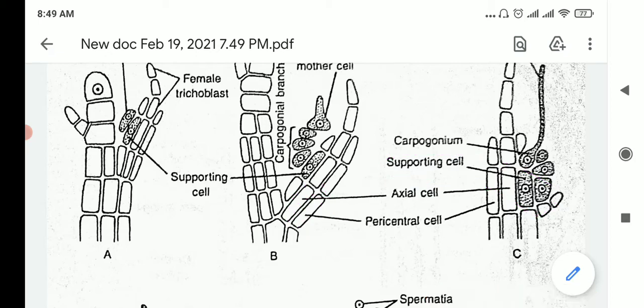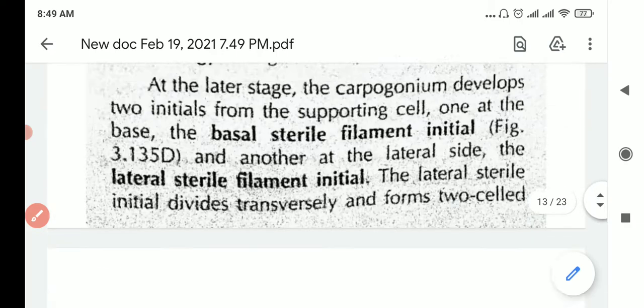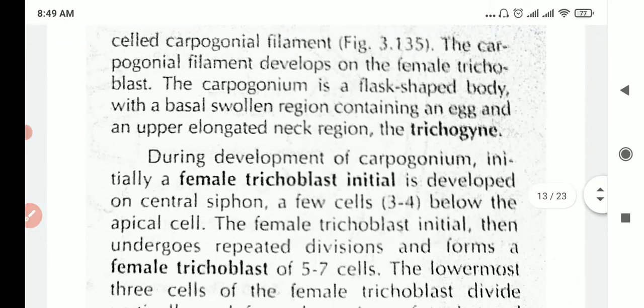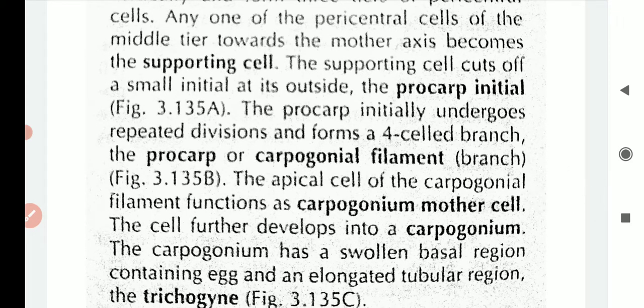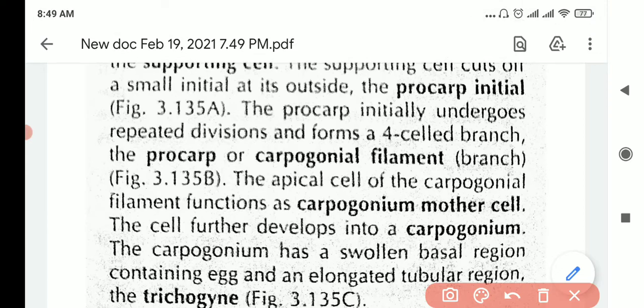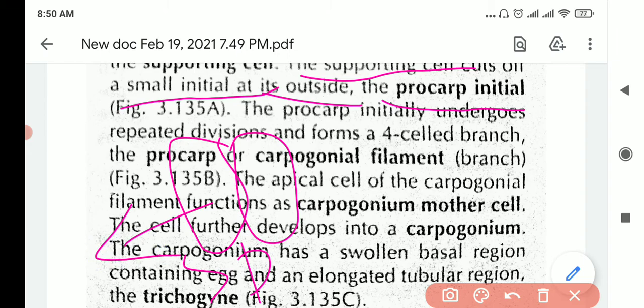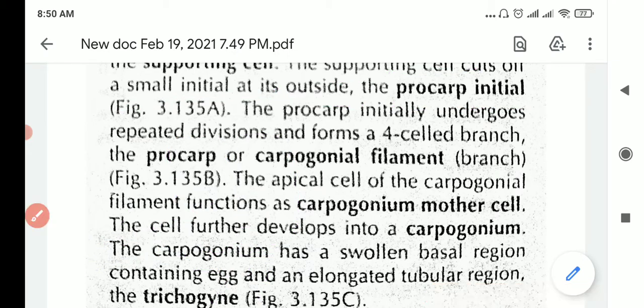Now let's go up again. I think it's easier like this, no? Step by step I show you the image. Where were we? Then the supporting cell will cut off one small initial at its outside, which is the procarp initial. Okay, then that supporting cell will cut off one procarp initial on its outside. Okay, let's see again in the image.